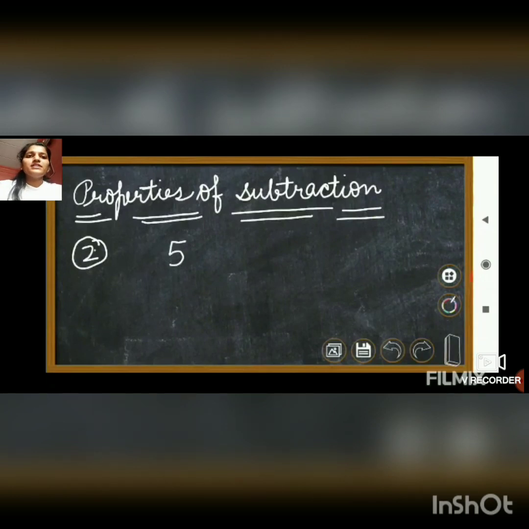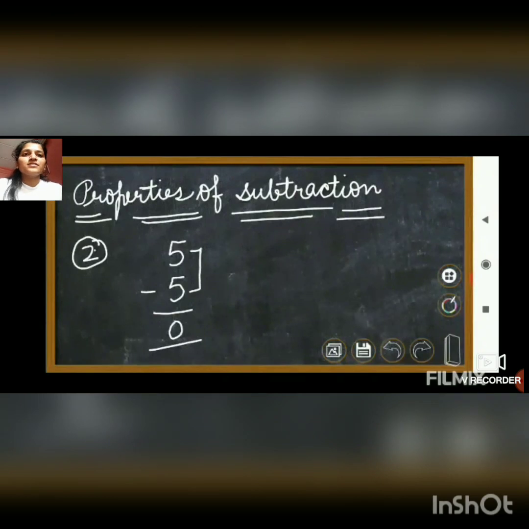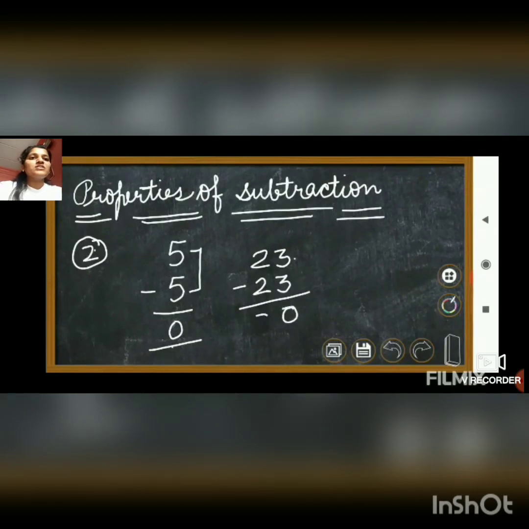The first property is very easy. Here we are taking 5 minus 5. That means when we subtract the same number from the particular number, we get 0 as the answer. Here we can see 5 and 5, the same number, and we have subtracted the same number from itself, so we get 0 as the answer. Here also, 23 minus 23, we get 0 as the answer.